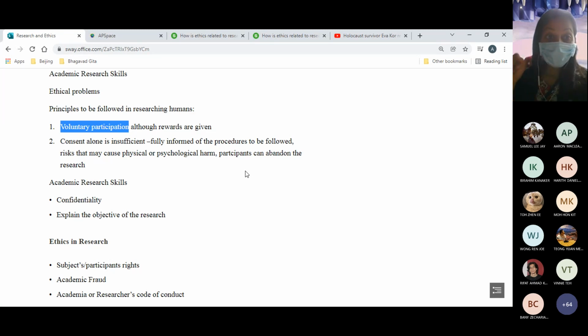It is not. So number one, principle, they have breached, because like what you guys have said and like what Samuel has said, they didn't have a choice. They had to participate and they were killing all the Jews. Number two, consent alone is insufficient. Now going back to this research, did they seek the consent of the parents of the children? Were they fully informed of the procedures, the risk, the physical and the psychological harm that they had to perform on the patients? No, they didn't do that.